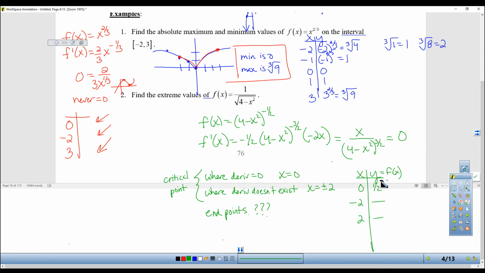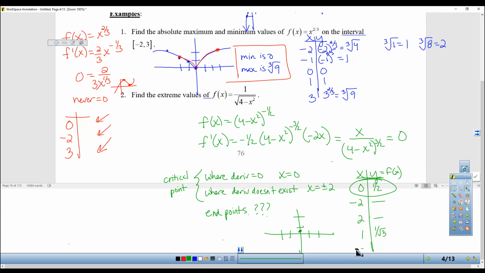Because I know something happens. This is either a max or a min. So just try another point. At 0, it's 1/2. And at 2, it suddenly doesn't exist. But at 1, I get 1 over the square root of 3.